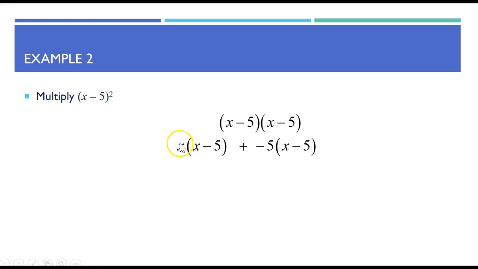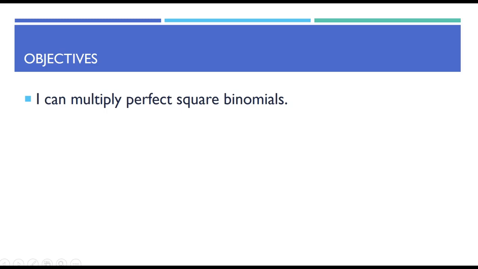I'll use my distributive property to multiply the x times the x, times the negative 5, and multiplying the negative 5 times the x, and the negative 5 times the negative 5. So on the back half, when we simplify, it's negative 5x plus 25. Combine your like terms, and our final answer is x squared minus 10x plus 25. So as long as you remember what squaring means, you should be able to multiply perfect square binomials.